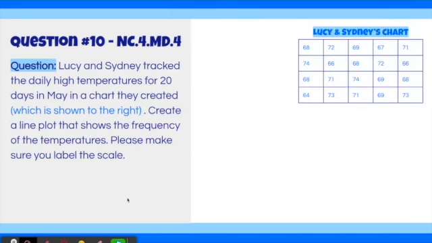Question number 10. Lucy and Sydney tracked the daily high temperatures for 20 days in May in a chart which they created on the right. Create a line plot that shows the frequency of the temperatures, and please make sure that you label the scale. Okay, so pause the video here if you need more time with the line plot.